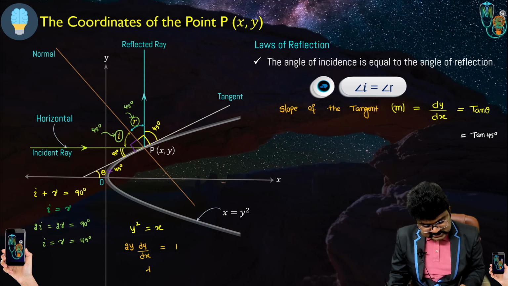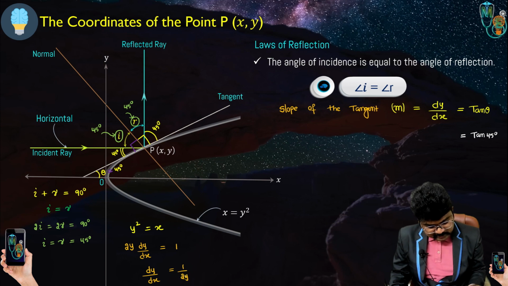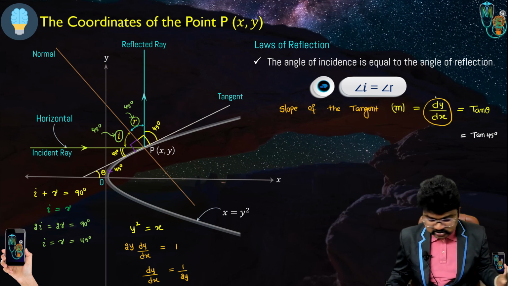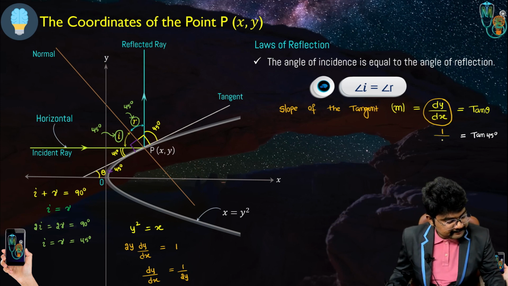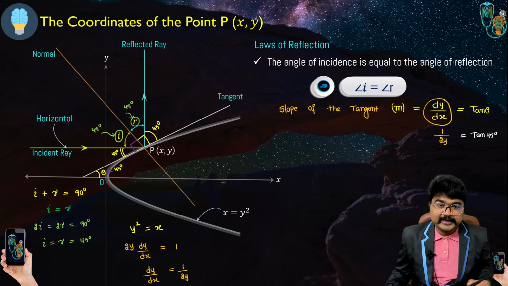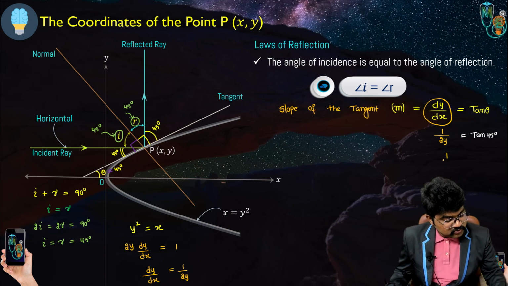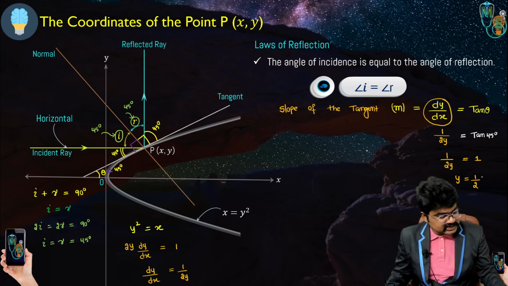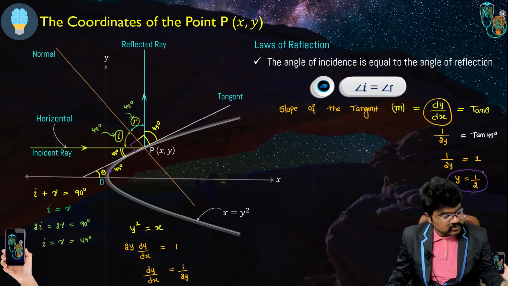So dy by dx equal to how much? 1 by 2y. Now 1 by 2y is how much? Tan 45 equal to 1. Then y equal to how much? 1 by 2. Y equal to 1 by 2. Understood? So here I got y equal to 1 by 2.